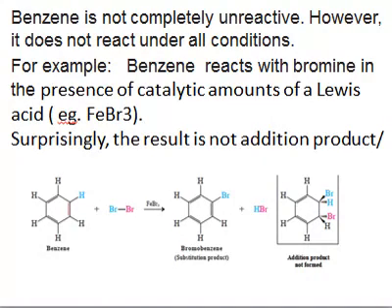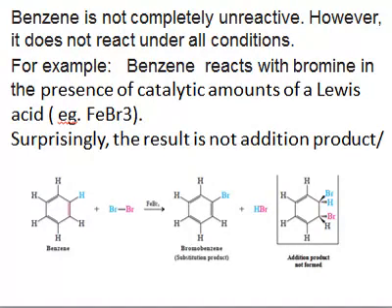But in actuality, what happens when we react benzene with bromine in the presence of a catalyst such as ferric bromide? We don't get this product. Instead we get a substitution product, right? So the double bond remains at its position. Instead, this hydrogen has been replaced by this bromine.